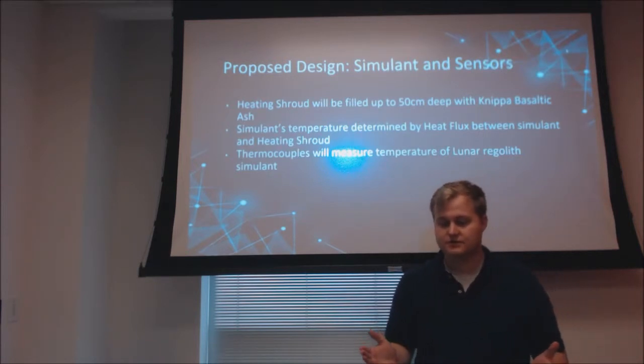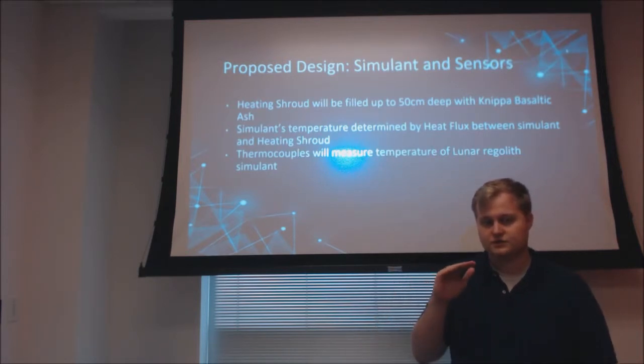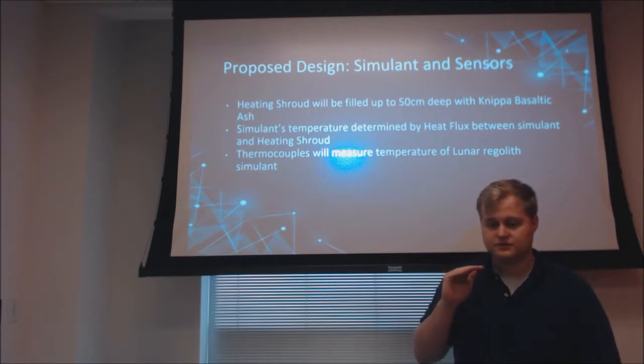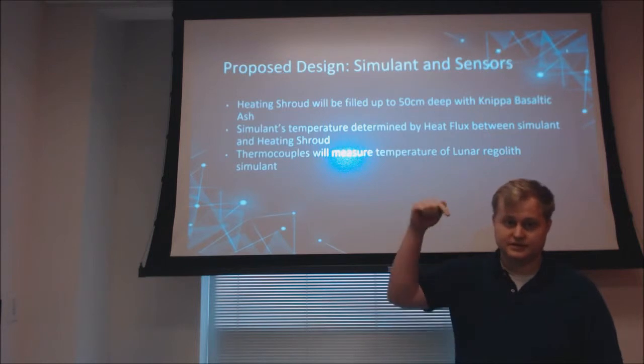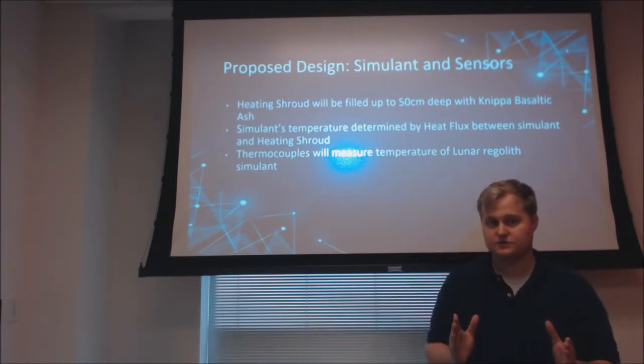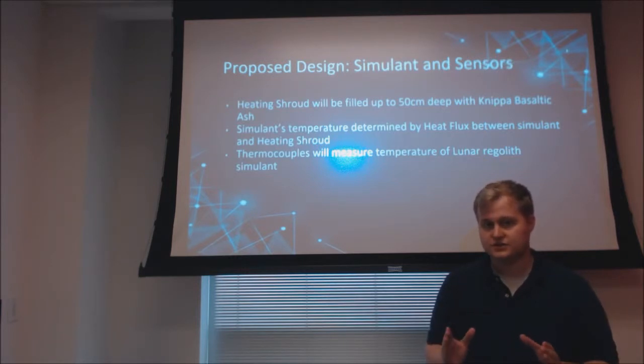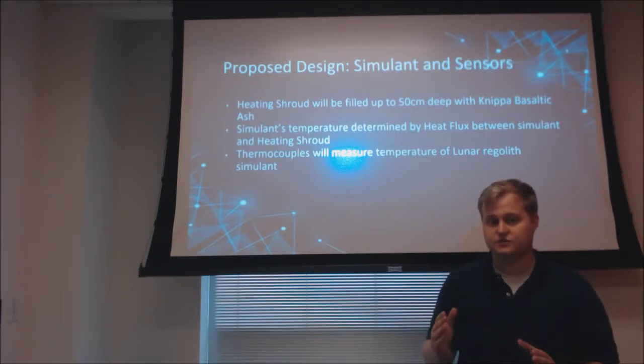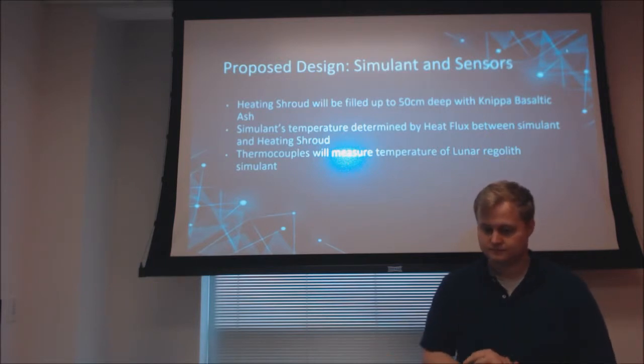Now, as far as the simulant, we're planning on placing approximately 50 centimeters of lunar regolith simulant deep inside the vacuum chamber. The simulant that we're planning on using is Nipa basaltic ash. We chose to use this particular simulant because its thermal properties are very similar to those found in samples obtained during the Apollo missions on the lunar surface.